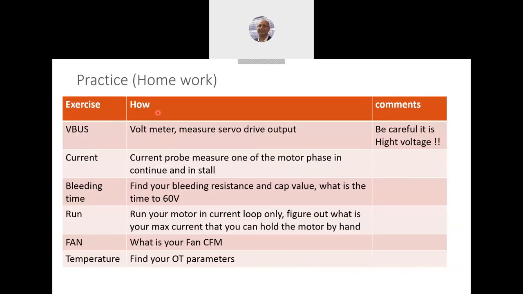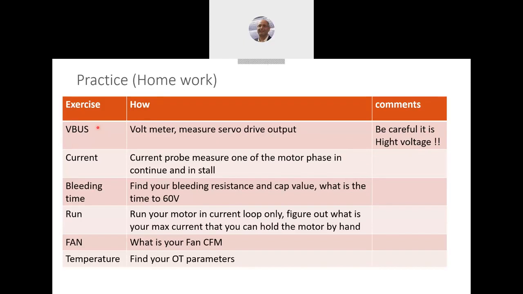Okay, I have only 5 minutes and we got to the last slide. If you want to take something from here, you have to practice, do some homework. Here are some suggested homework for you. The first one is you can measure the V-bus with a voltmeter. Be careful, it is a high voltage, it's very dangerous. I assume you are electrical, you know what you're doing. The only way to understand how the V-bus looks is to measure it.